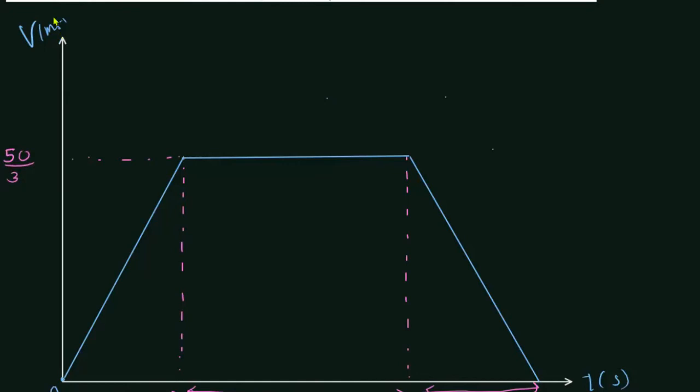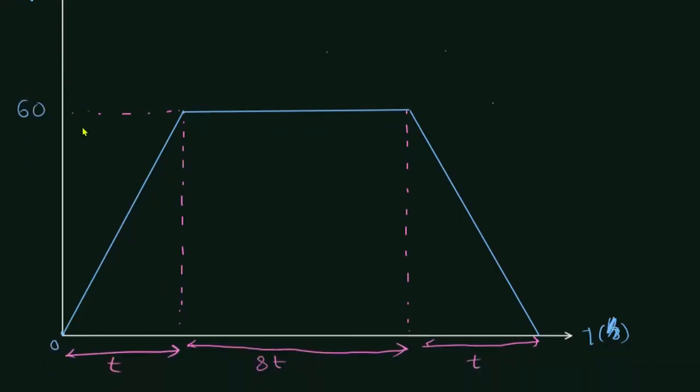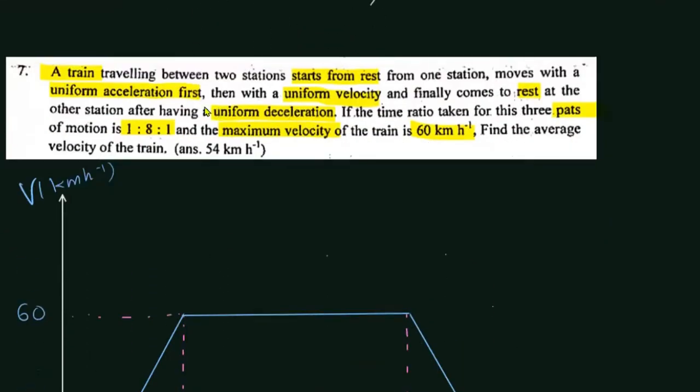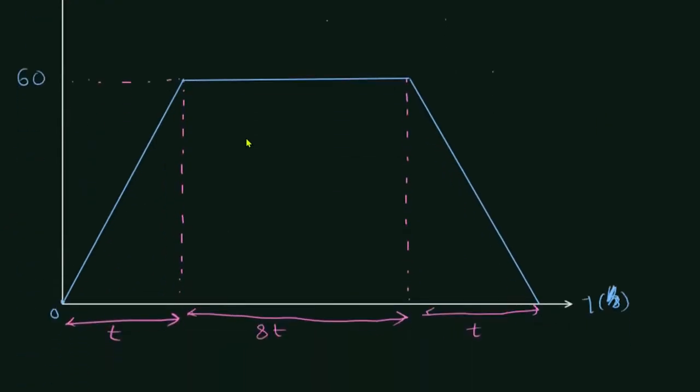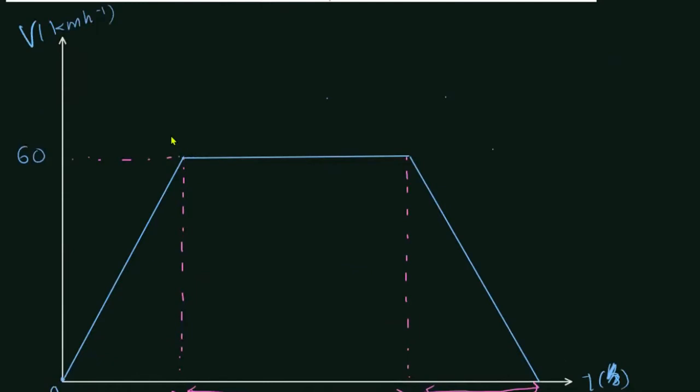Or else, rather than finding these things, we could consider the velocity axis in kilometers per hour and the time axis in hours also, and we can deal with it. So this is 60 in that case. We would get the final answer also in kilometers per hour. That's fine. The answer expected is also in kilometers per hour. Right?